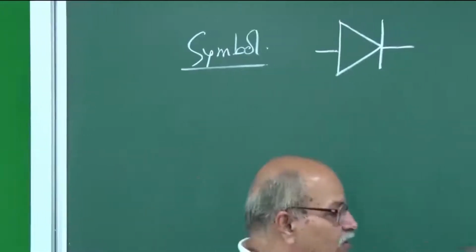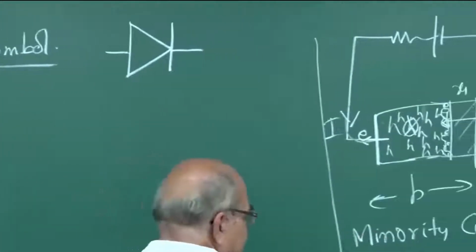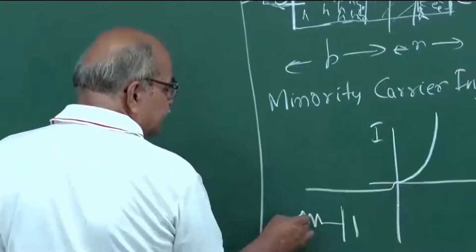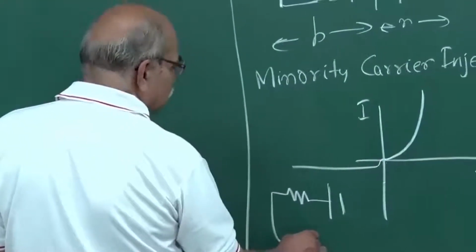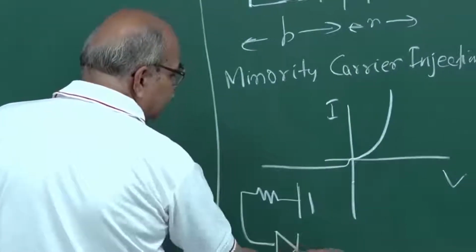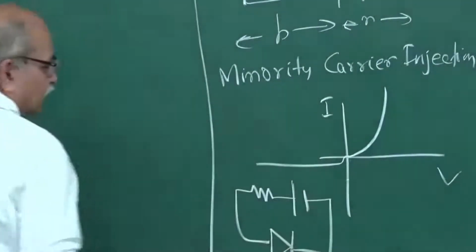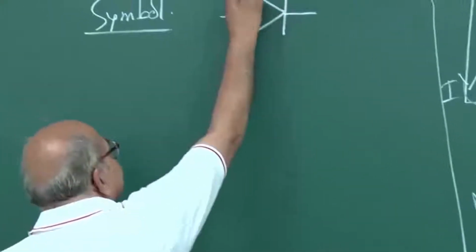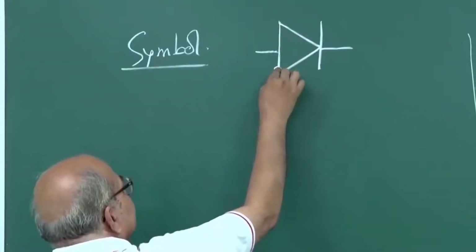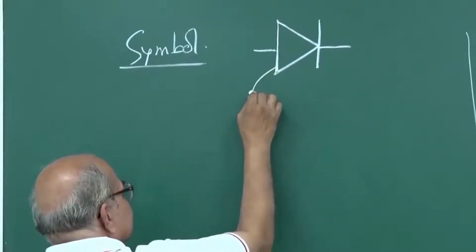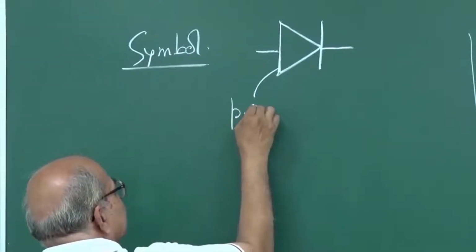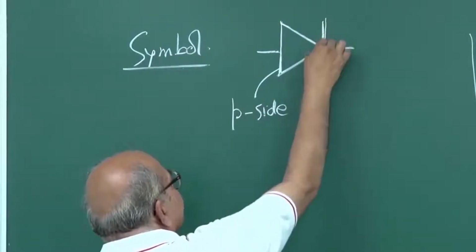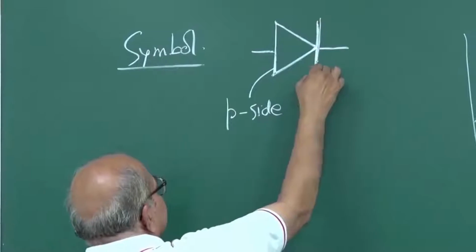So if I redraw this circuit, it will look like this. I have a cell, I have a resistance, and then I have a diode, like this. And in this symbol, this base side represents the P side, and this vertex with a line here represents the N side.